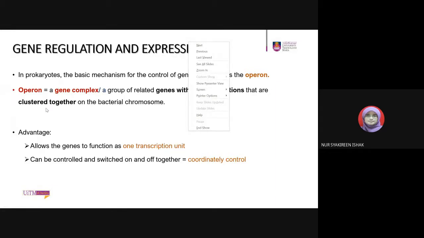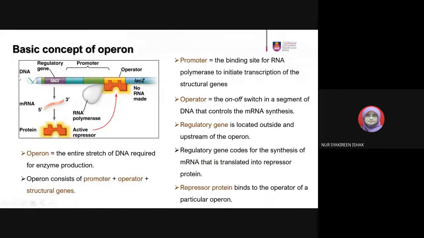They are side by side, near to one another. So this is the basic concept of the operon. The operon starts with a promoter. The regulatory gene is not part of the operon; it is outside of the operon. The regulatory gene is only needed to determine whether the structural genes will be expressed or not. That is the regulatory gene.